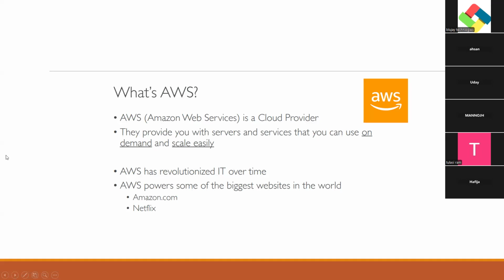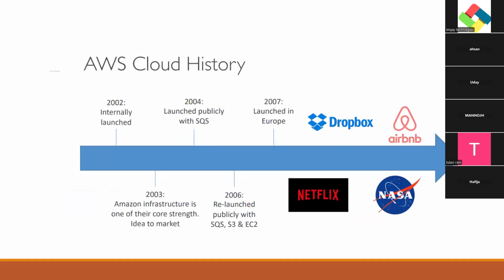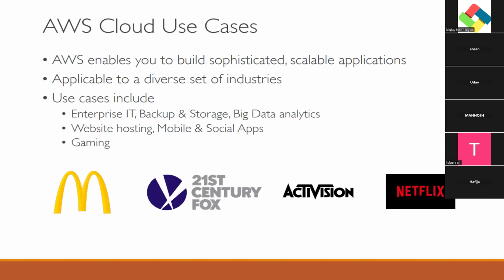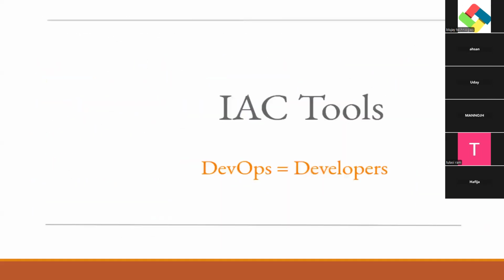Before cloud, what we were using is a data center. What is a data center, what do they provide in the data centers, what are the challenges in the data center, and why they are moving from the data centers to cloud. We'll discuss the cloud history, use cases of the cloud, global infrastructure, regions, availability zones, and edge locations.